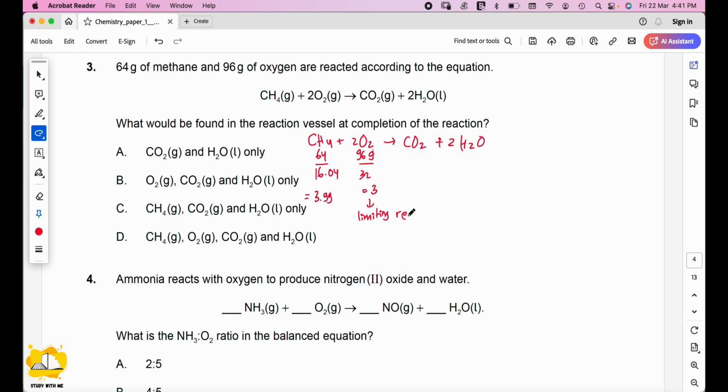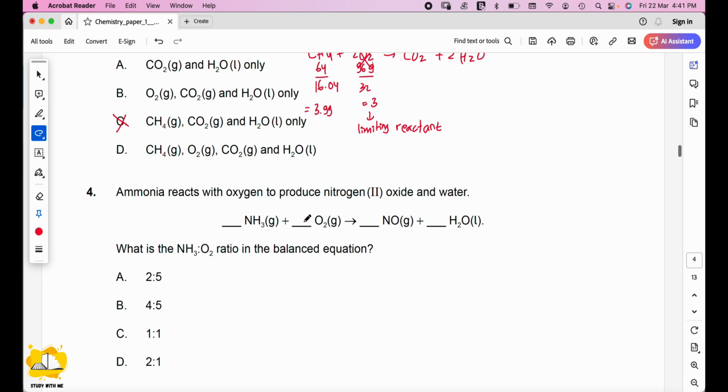So oxygen will be the limiting reactant, so this one will be used up. Oxygen will not be found in the reaction vessel at completion of the reaction. CO2 and H2O will be found as the products because these two are formed. So the answer will be C: CH4, CO2, and H2O only.